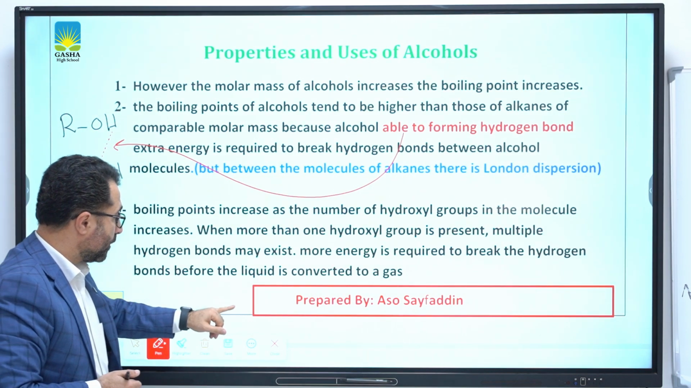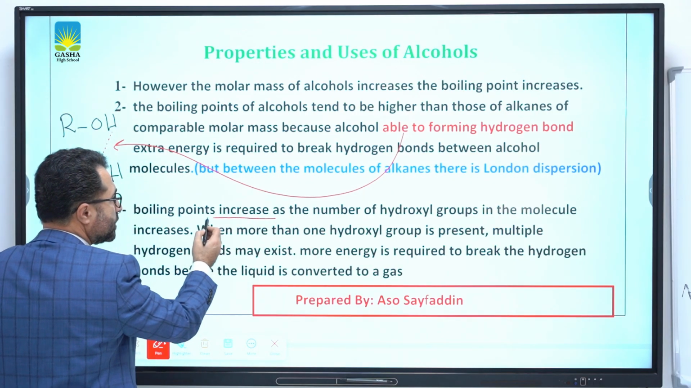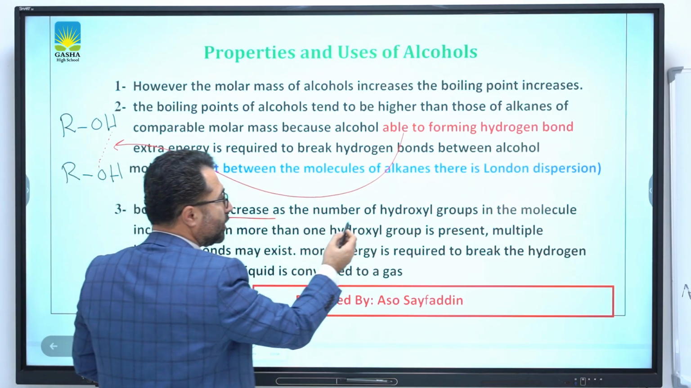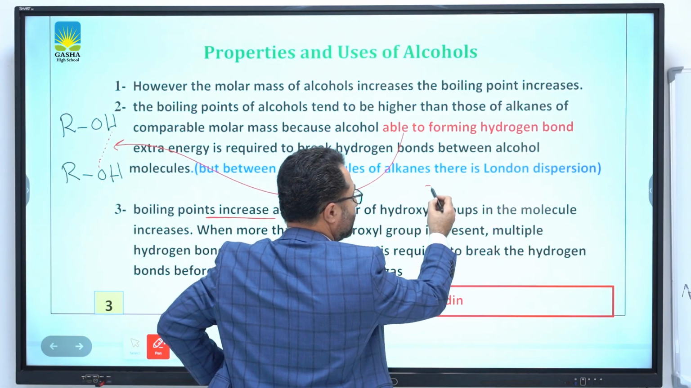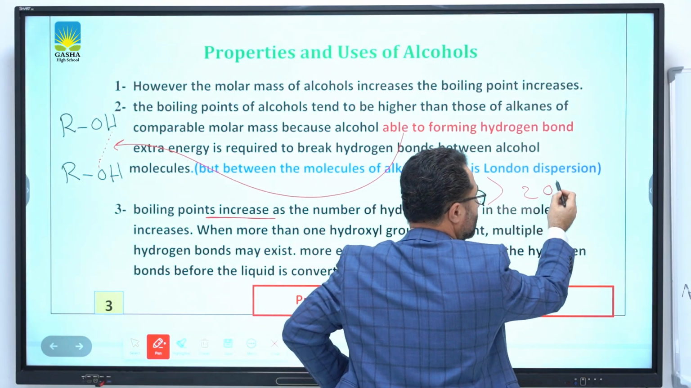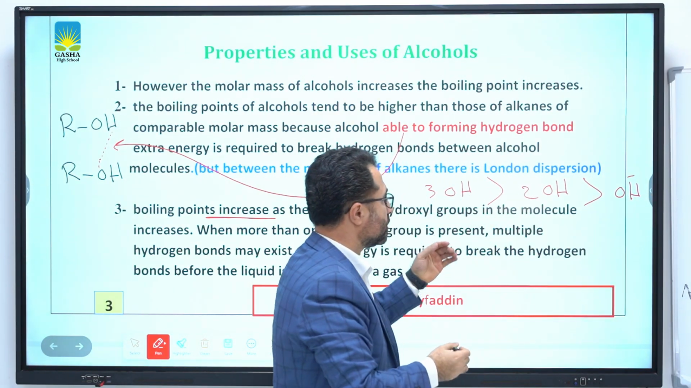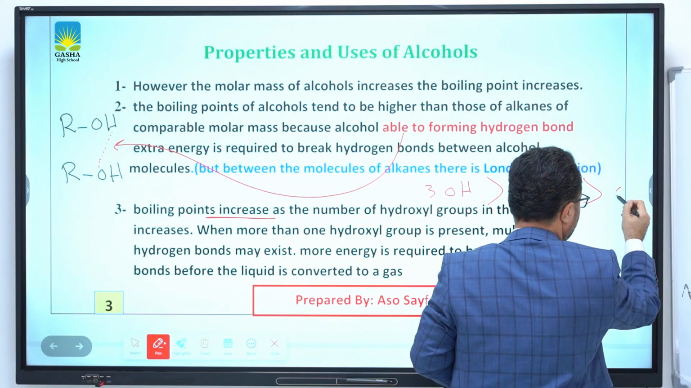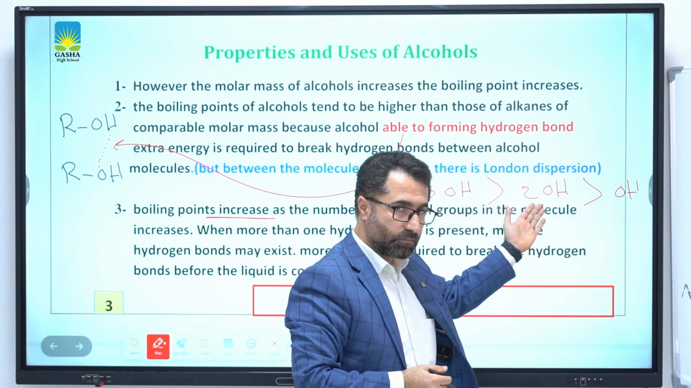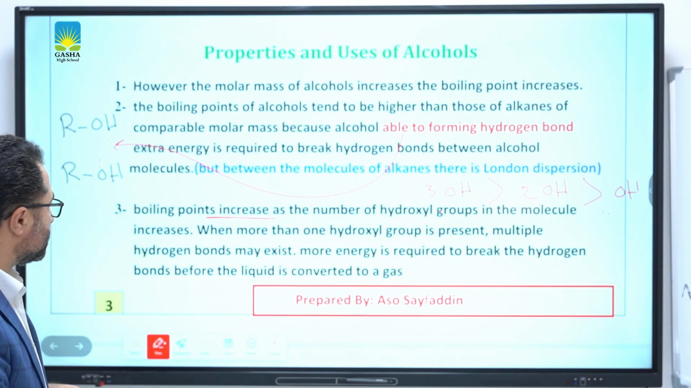alkanes. In alcohol, when the number of OH increases, the boiling point is also increased, because the number of hydrogen bonding will increase. That means when we have 3 OHs, the boiling point will be greater than 2 OHs, and it's greater than 1 OH. Sorry, it's not negative, it's just OH. And triol is greater than diol and greater than monoalcohols.